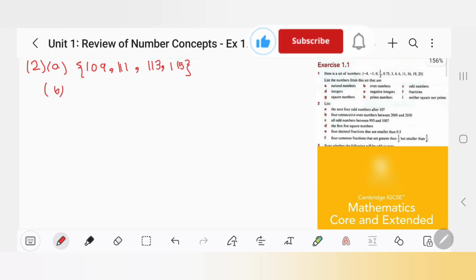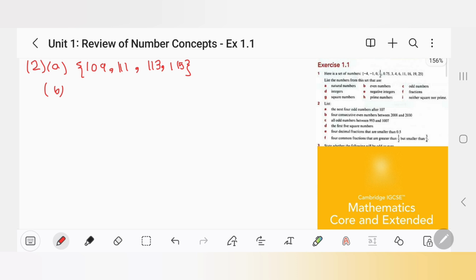Okay, then in B part they are asking 4 consecutive even numbers between 2008 and 2030. So consecutive word means that they are one after another, right? There are many different answers which you can choose here, because we have multiple things in between. There can be even numbers but consecutive, like in a row. Don't skip anything between them.